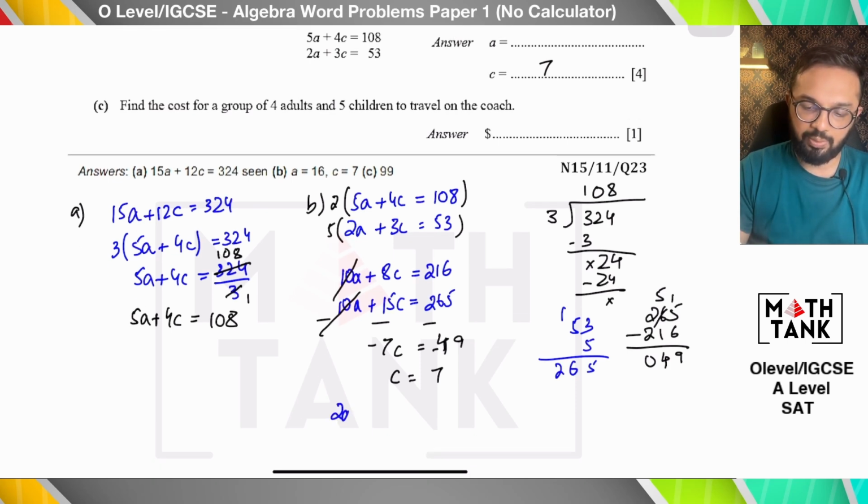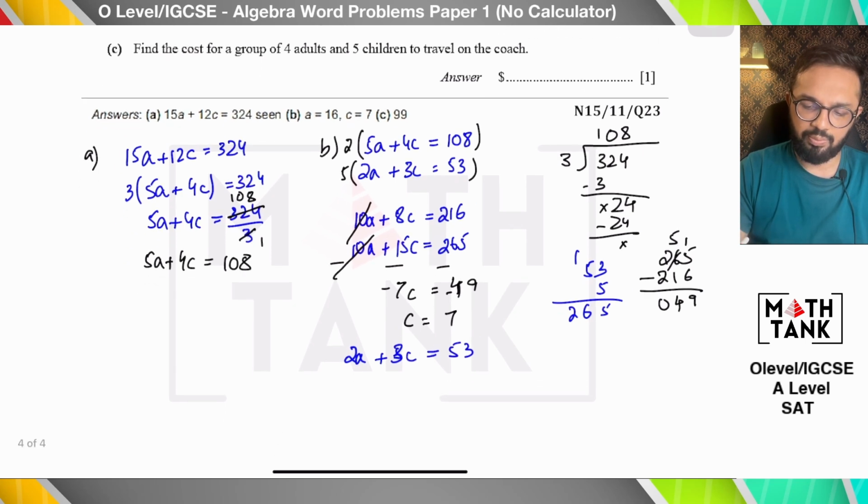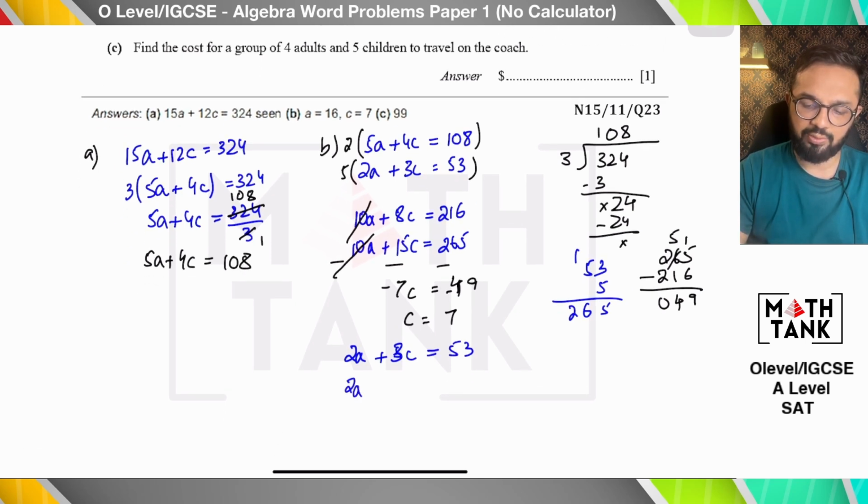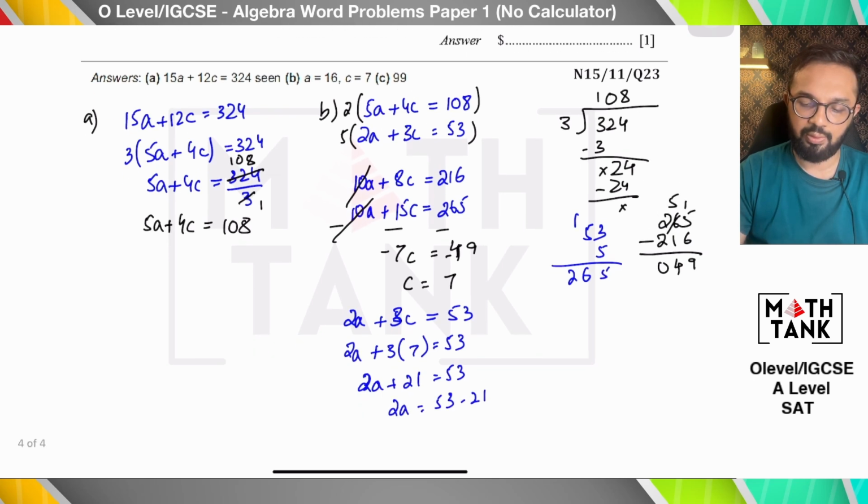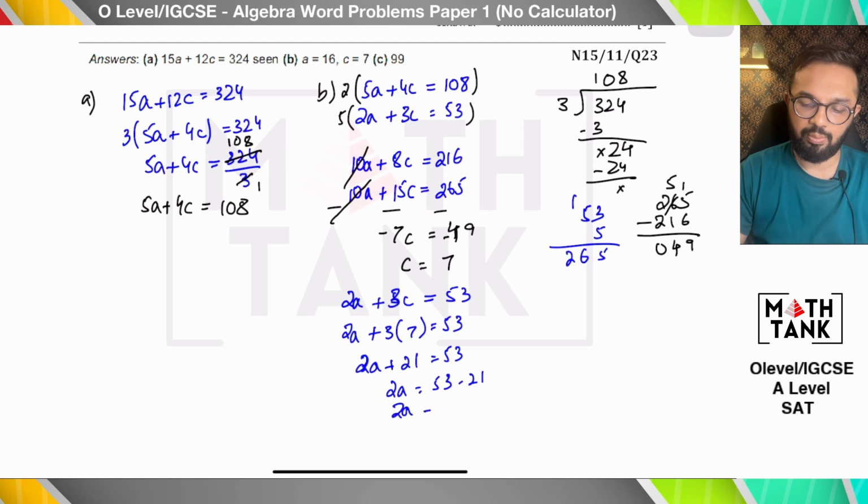I can use any of the equations. I'll use this second one that I have. So you see, the only thing that's challenging in this question is calculating all these numbers. So 3 times 7, 2A plus 21 equals 53. 2A equals 53 minus 21, 32. A equals 16.